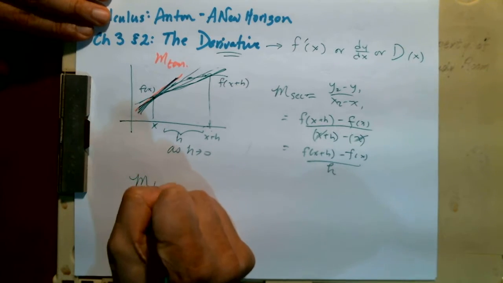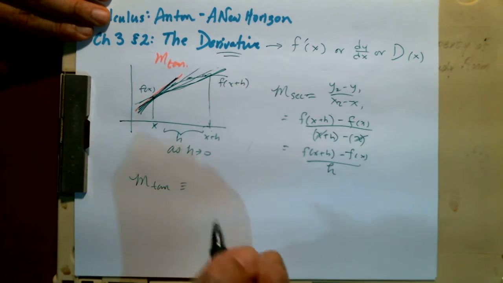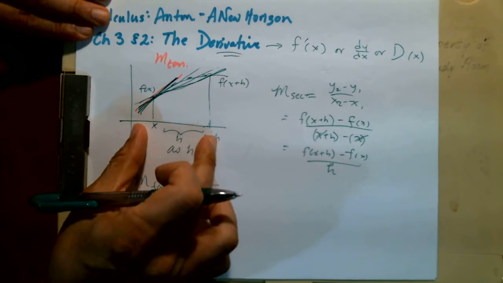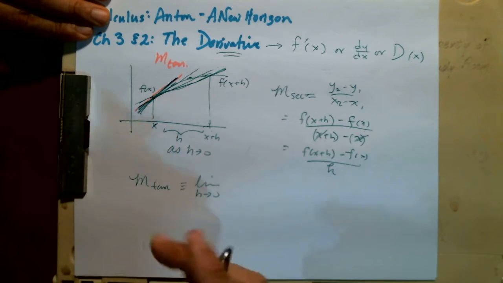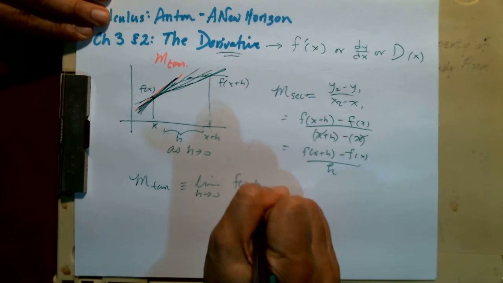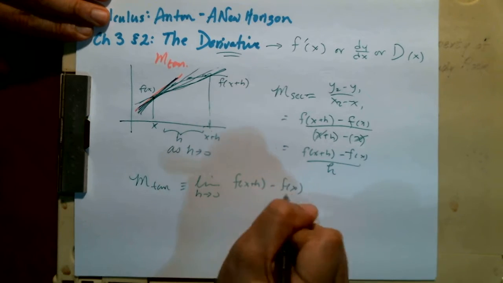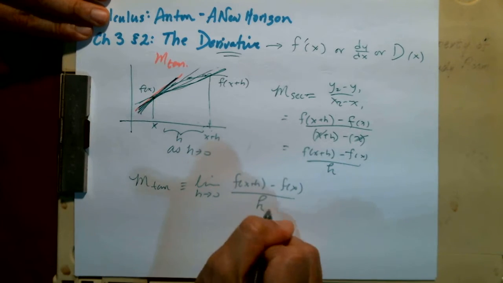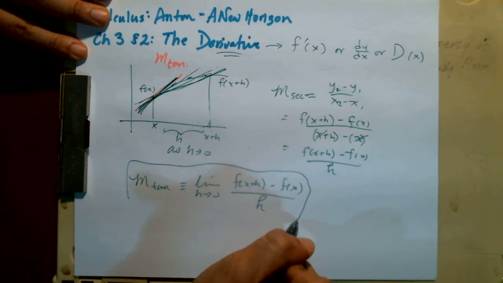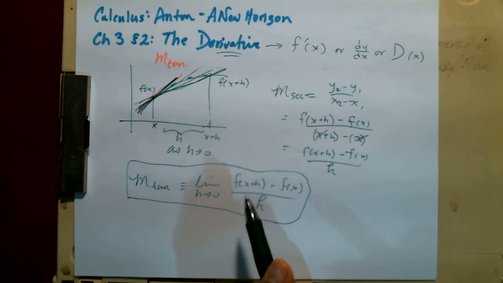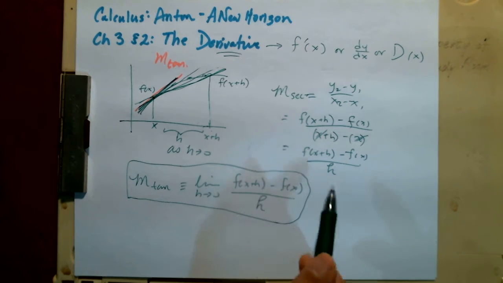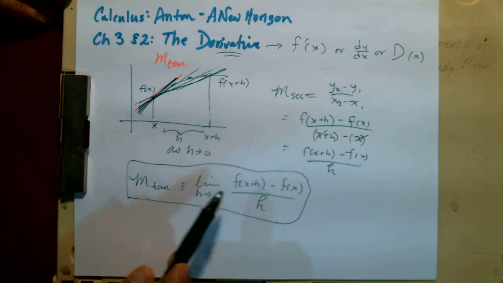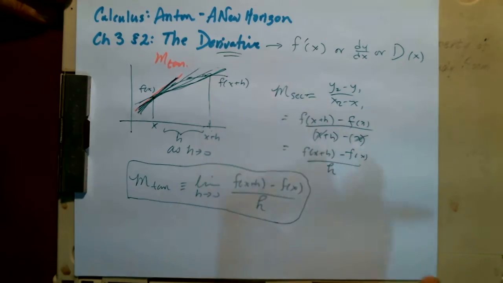So the slope of the tangent is equal to, by definition, the limit as h goes towards 0 of f of x plus h minus f of x, y2 minus y1, all over the change in x, which is h right over there. That's your definition of the derivative. And you'll see this a lot at the very beginning, but you actually won't use this definition. This means is defined as. So that's the definition of a slope or tangential function.